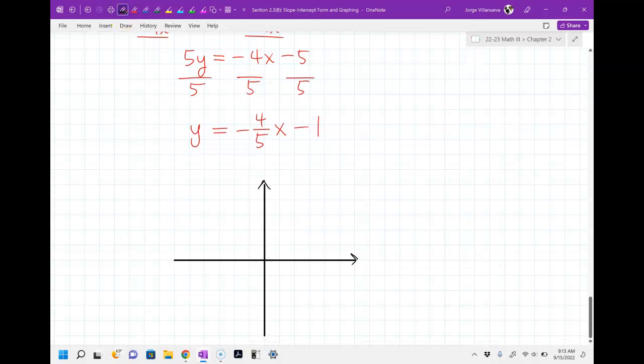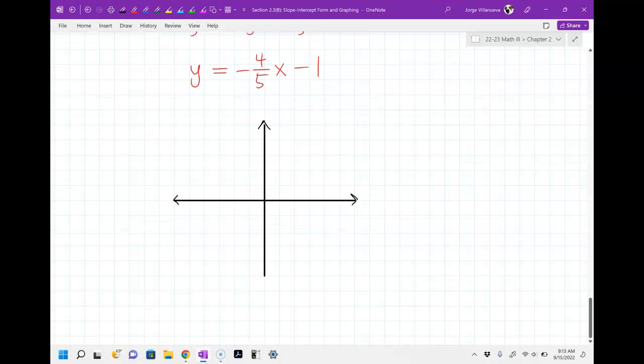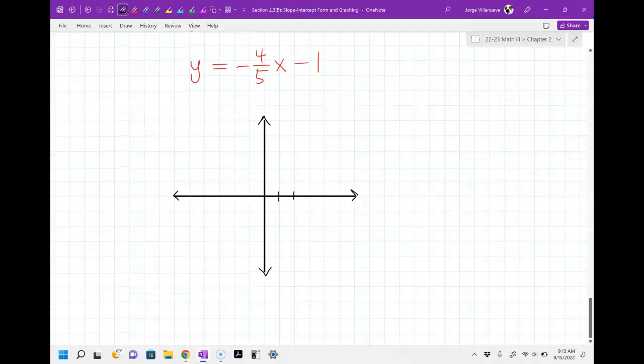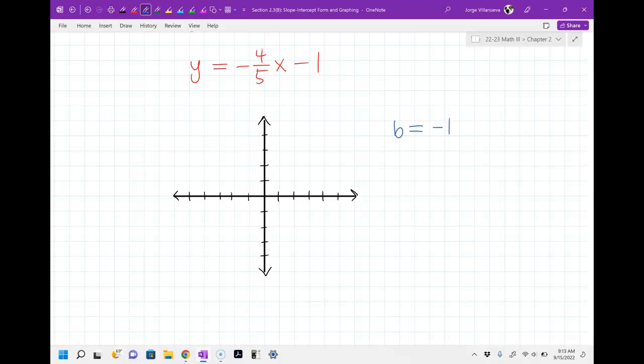Again, you guys are already going to have a graph available to you, so you're not going to have to draw one. All right, so I'm going to write down my slope and my y-intercept. So what is my y-intercept? -1, thank you. What is my slope? All right, -4/5.